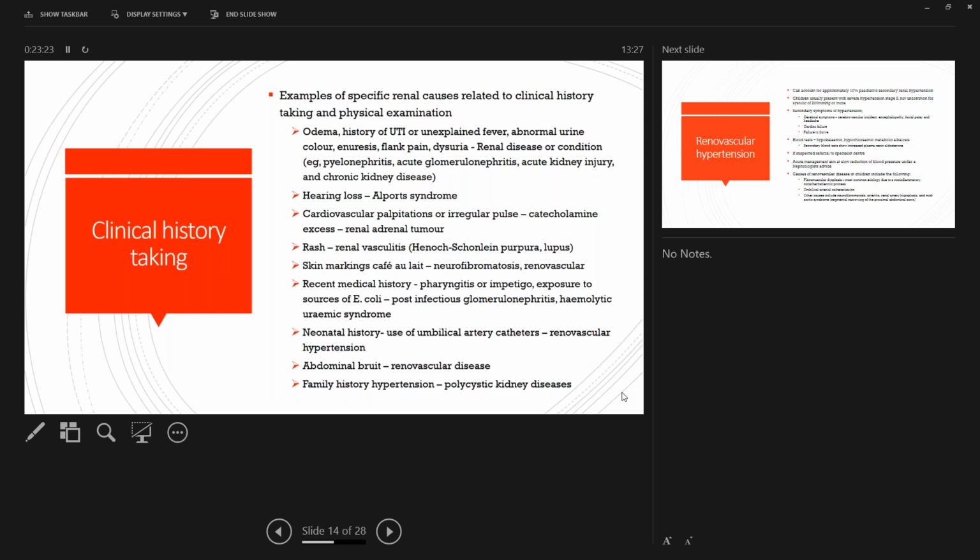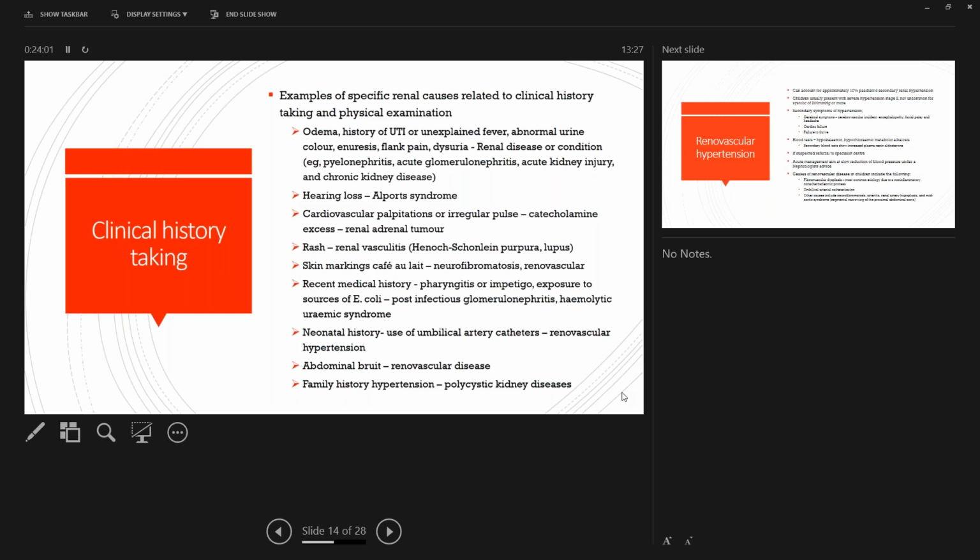Neonatal history is also important. So have they had kind of a stormy neonatal birth history? Did they have any umbilical catheters, which could cause ongoing renovascular hypertension, both in the immediate post-catheter period or quite later on as the child develops and grows? And abdominal bruit. Abdominal bruit is quite a clear-cut sign of renovascular disease. However, you can get renovascular disease whether they have abdominal bruit or not. So you may not always hear it. Sometimes it can be quite difficult in the younger children.